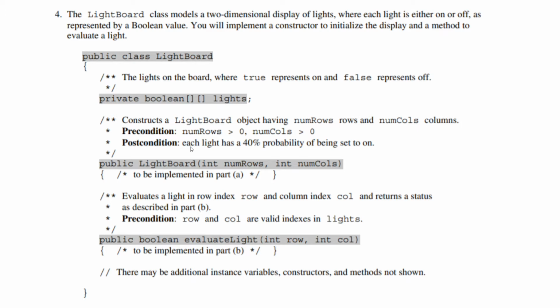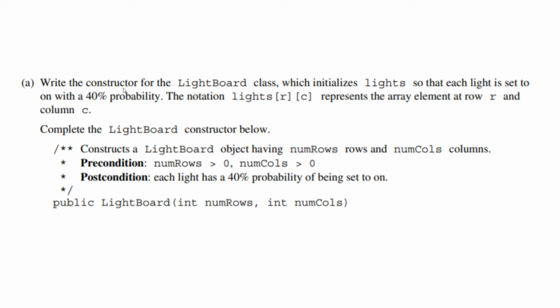Another is the postcondition, which is basically what we're going to be outputting, and that is to determine whether a light is going to be on or off when we're creating our lights variable. There's a 40% probability that we're going to be turning it on. So here's the problem. Write a constructor for the LightBoard class which initializes lights so that each light is set on with a 40% probability. There's basically a 40% chance that we'll give it a value of true, and a 60% chance that it will be false.